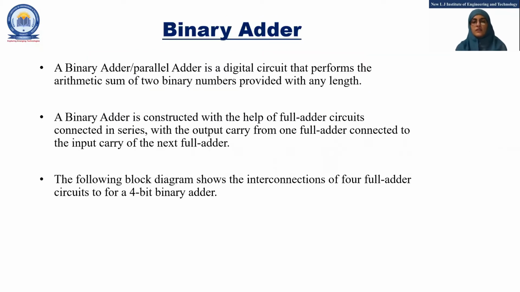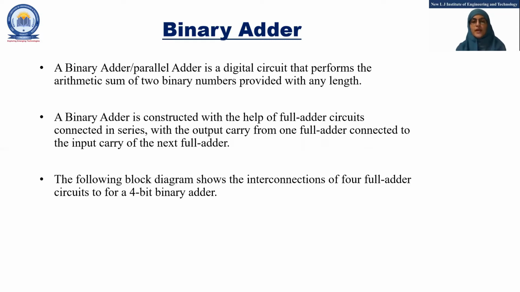A binary adder or parallel adder is a digital circuit that performs the arithmetic sum of two binary numbers provided with any length. Which simply means, in the previous part we have seen that half adder and full adder add only 1-bit numbers, which means if we want to add A and B, A must be of 1 bit and B must be of 1 bit, which means A can be either 0 or 1 and B can be either 0 or 1. A and B were only 1-bit numbers.